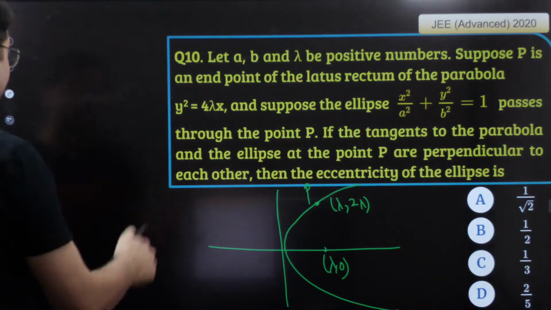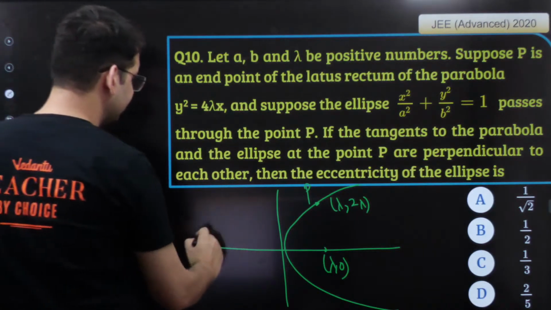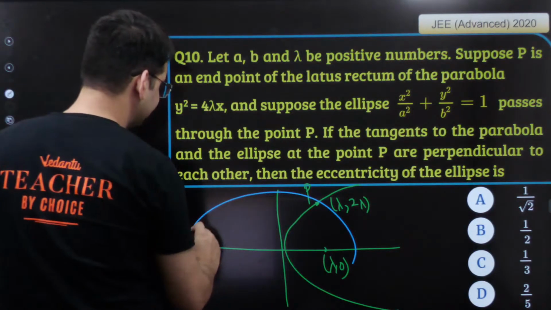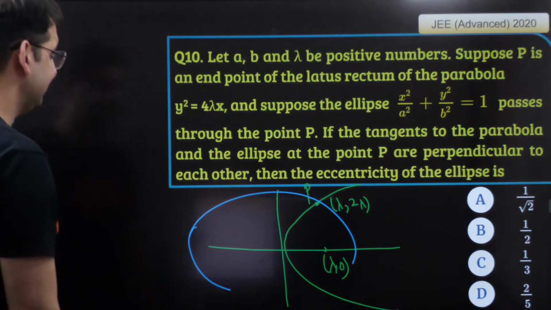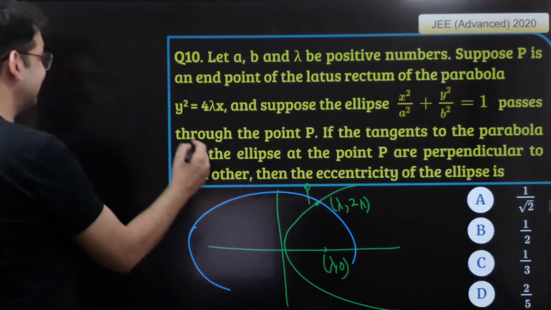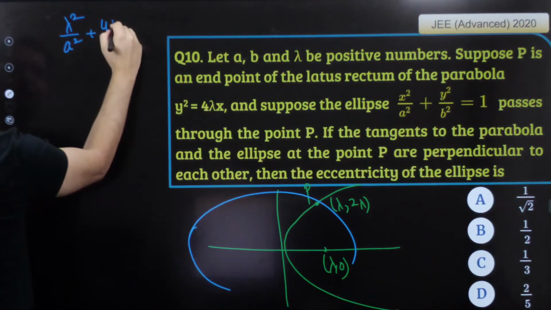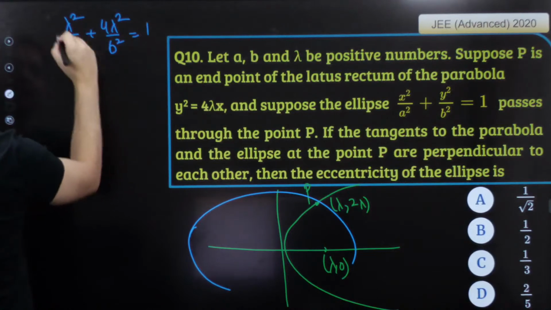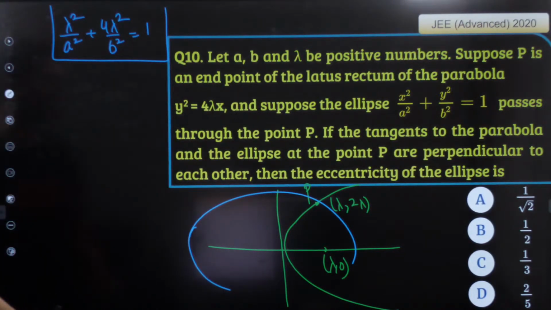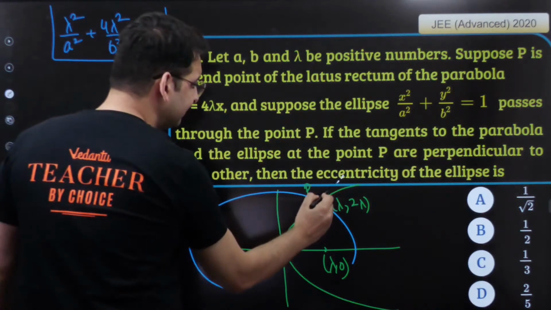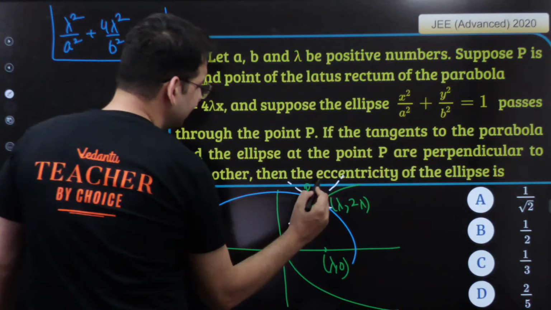Suppose the ellipse passes through the point P. So this is an ellipse which is going to pass through point P. In other words, (lambda, 2 lambda) is going to satisfy this. So this is one equation that is coming to mind. I'll write it. So lambda square by a square plus 4 lambda square by b square is equal to 1. It passes through point P. The tangents to the parabola and the ellipse at point P are perpendicular to each other. Okay. So basically what it is trying to say is this tangent and this tangent, the angle is 90 degrees.